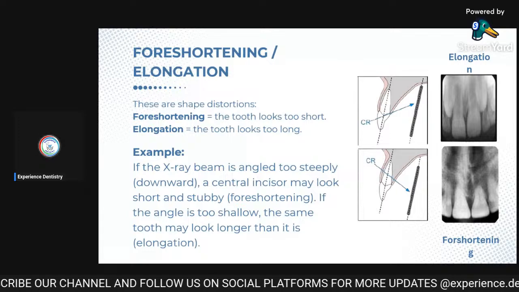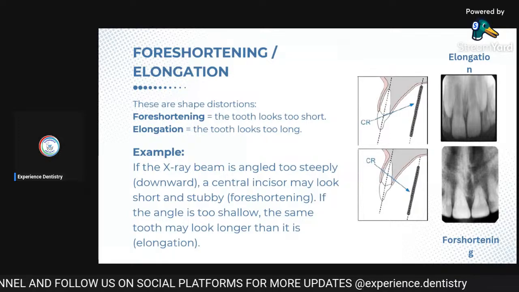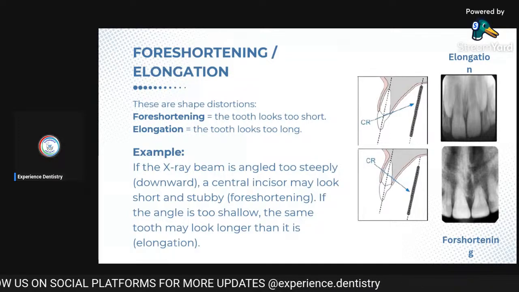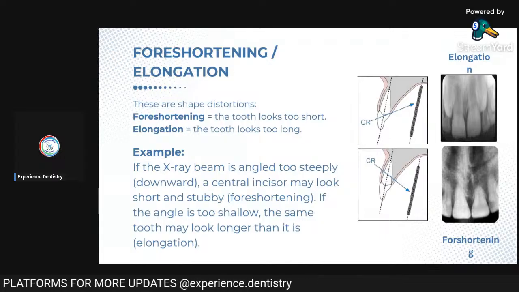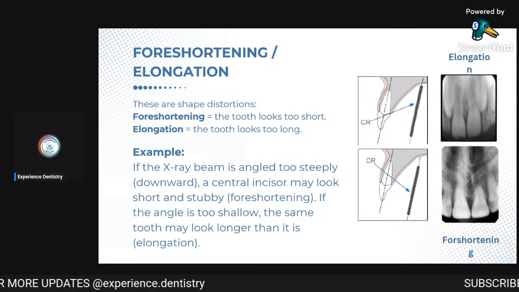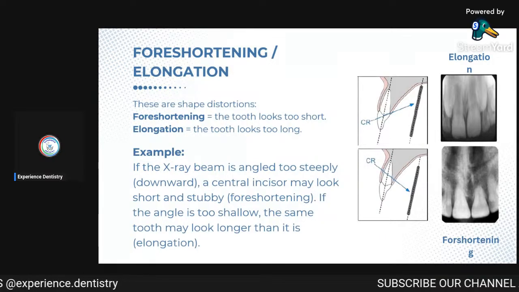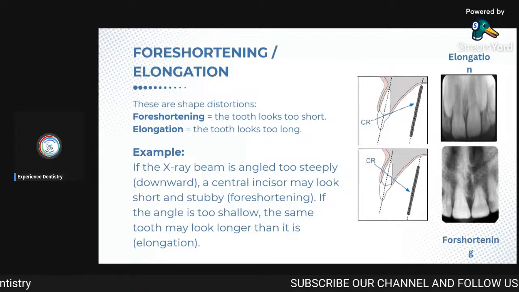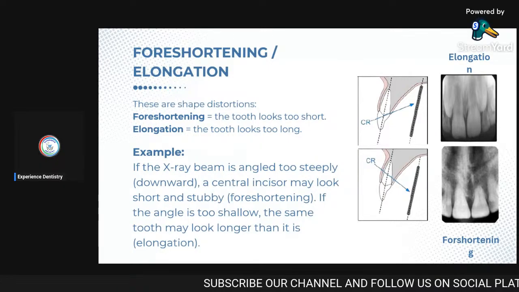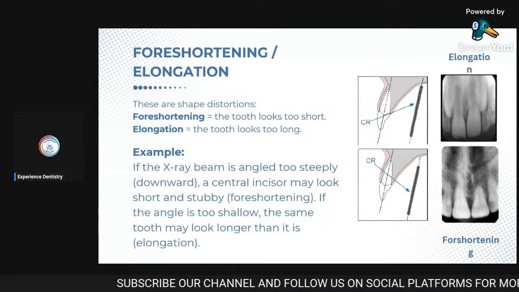Okay, then there is foreshortening and elongation. Basically, these are the two shape distortions. In foreshortening, the tooth looks too short, as the terminology suggests. But in elongation, the tooth looks too long.